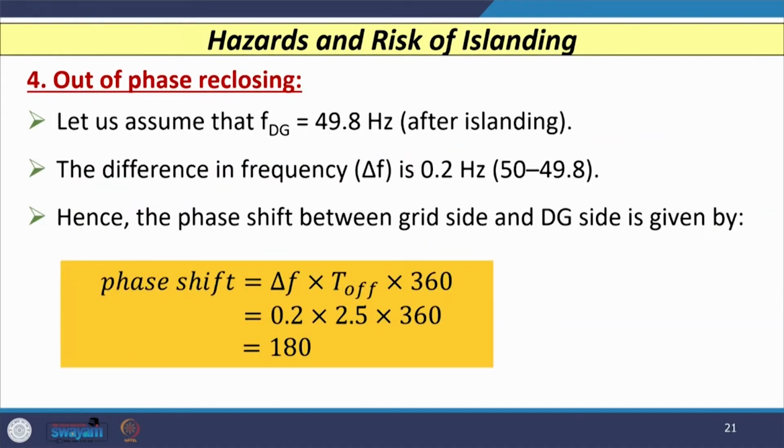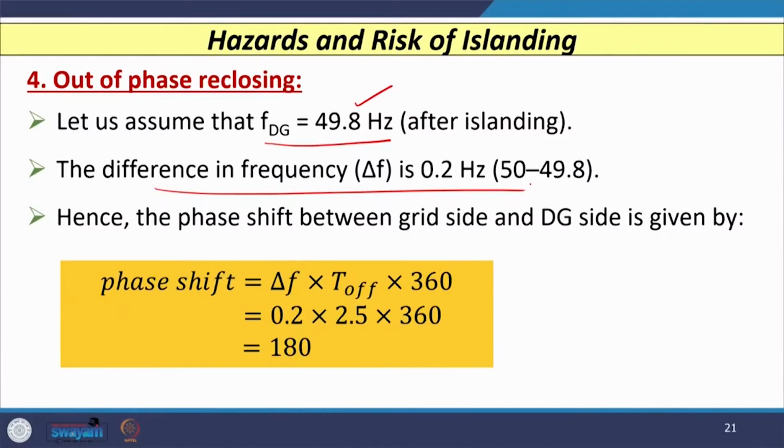So, let us assume that after an islanding phenomenon, the frequency of the DG side islanded part becomes 49.8 hertz from 50 hertz. So, the difference in frequency, delta f, is 50 minus 49.8 hertz. So, that is 0.2 hertz.